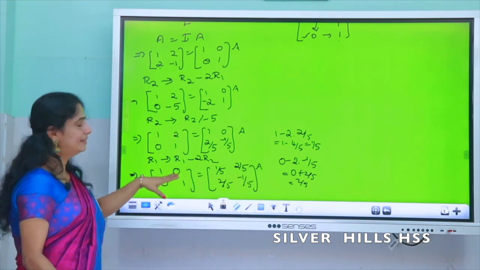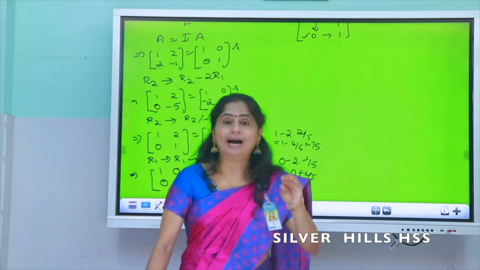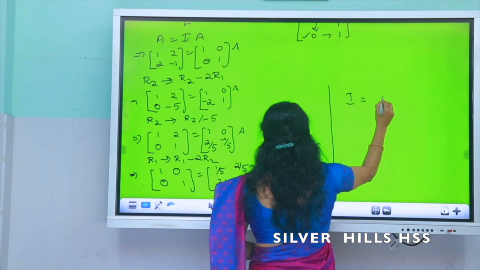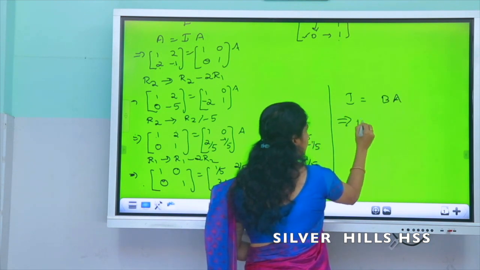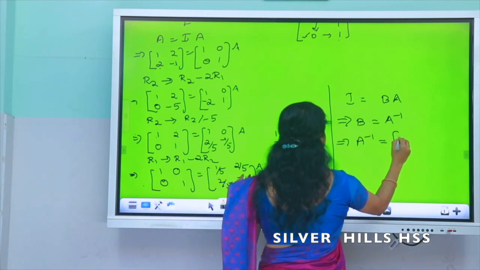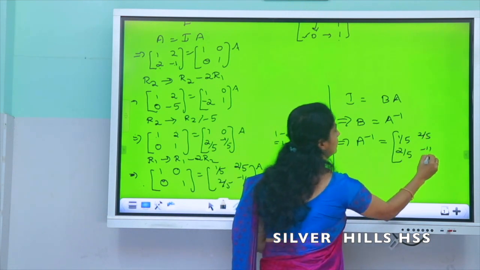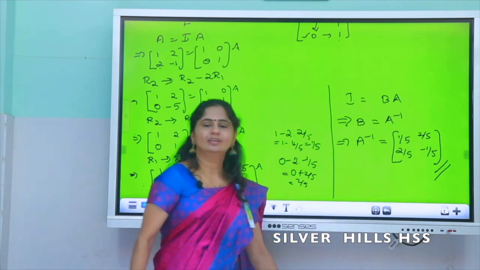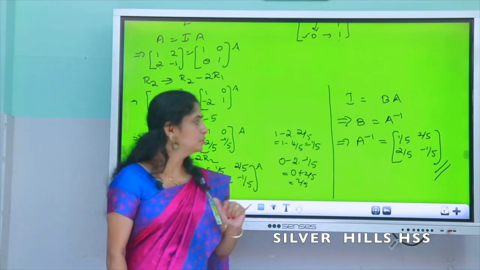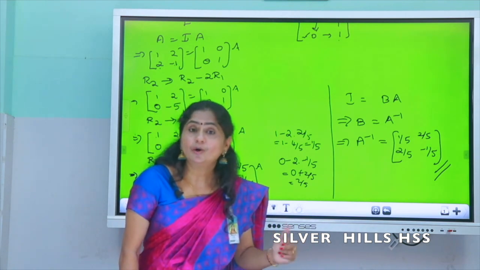So, we can see that we have brought the equation A is equal to I into A in the form of I is equal to B into A, so that we can conclude B is the inverse of the matrix, that is A inverse is nothing but 1 by 5, 2 by 5, 2 by 5, minus 1 by 5. So, the inverse of the given matrix, we got it as the matrix 1 by 5, 2 by 5, 2 by 5, minus 1 by 5 by applying the row operations.